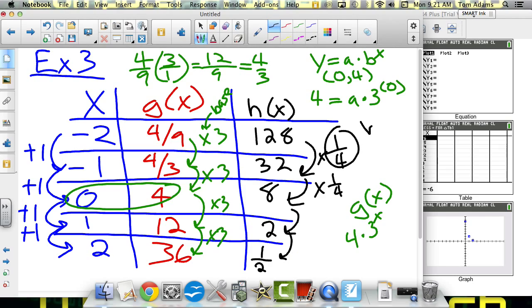Well, we know that the base is equal to 1/4. How do I figure out what a is? I heard it. Somebody said it real quiet. Where x equals 0. So I'm looking, it's right there, it's 8. So a is 8. So that looks a little cluttered. Let's go to another slide.